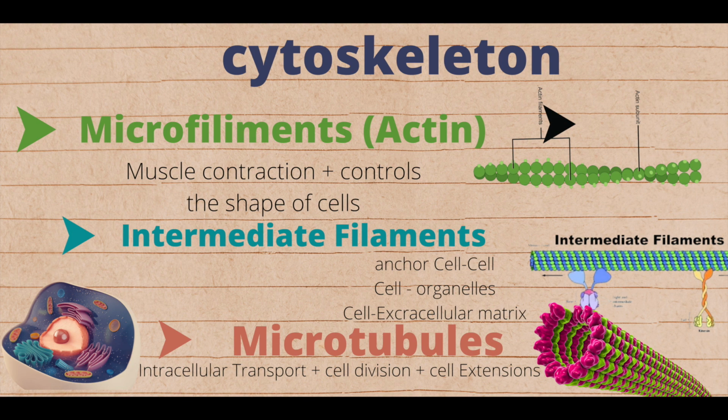Lastly, we have our microtubules. So these microtubules have an important protein called motor proteins within them. These motor proteins are going to help with movement. So they help with intracellular transport, cell division, and cell extensions. This is how. First off, the microtubules are able to bind themselves and attach themselves to molecules. Once they bind themselves, they're able to transport the molecules from one place to another within the cell.